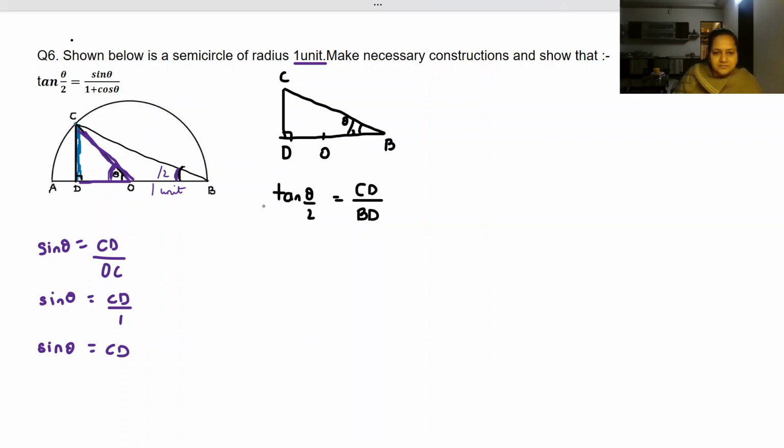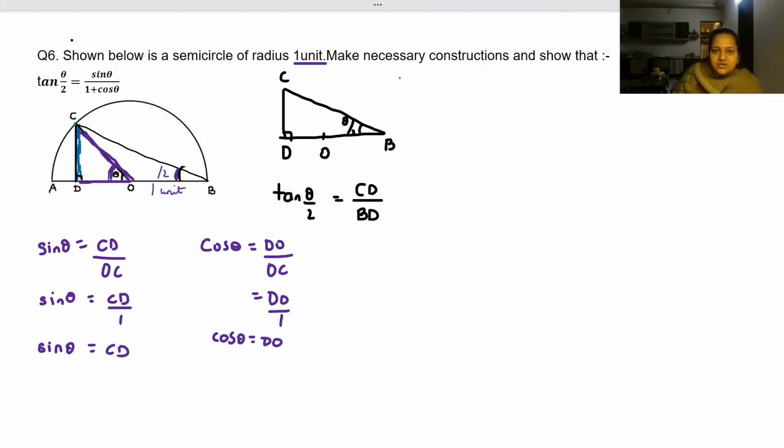Right? Likewise, we say cos theta. Because my question is sine and cos both, no? So what is cos theta? Adjacent side DO upon the hypotenuse OC. And we know OC is 1. So we get cos theta is DO.